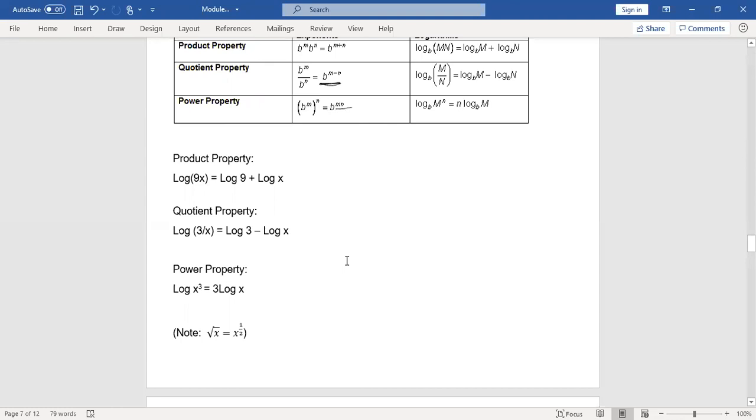Okay, so we're going to use these in a second, but I want to also remind you that the square root of x is the same thing as x raised to the 1/2 power. Just like if we had the cube root of x, that would equal x to the 1/3 power. So we're going to use that concept as well as these properties of logarithms.